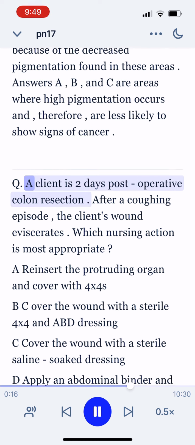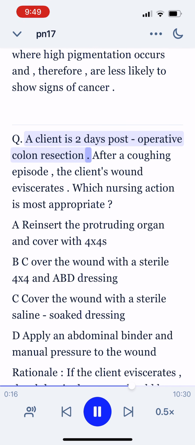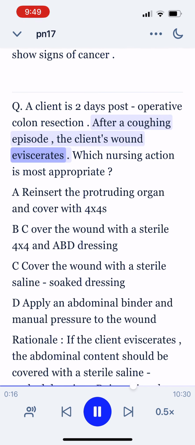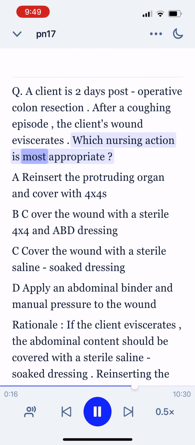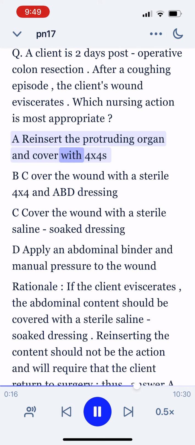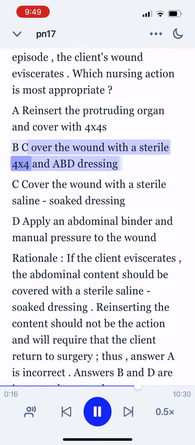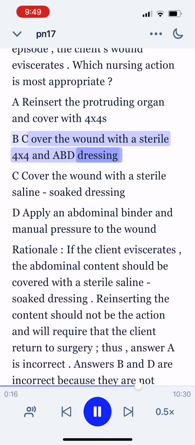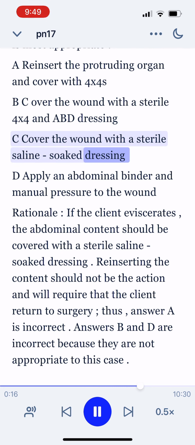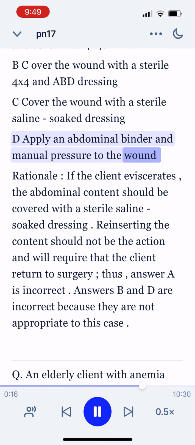Q. A client is 2 days post-operative colon resection. After a coughing episode, the client's wound eviscerates. Which nursing action is most appropriate? A. Reinsert the protruding organ and cover with 4x4s. B. Cover the wound with a sterile 4x4 and ABD dressing. C. Cover the wound with a sterile saline-soaked dressing. D. Apply an abdominal binder and manual pressure to the wound.